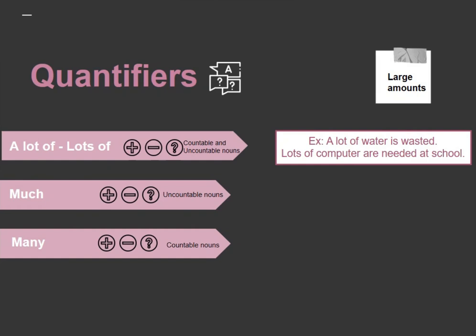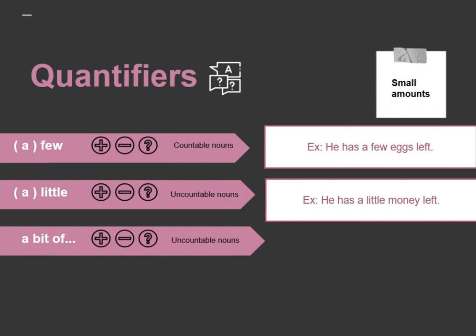So if I'd like to express a small amount, let's see. To express small amounts, we use three words. The first one, the word few, and I can put a before it so I can say a few or few. And this is used for countable nouns. I can say he has a few eggs left. Eggs is countable or uncountable? Yes, excellent, it's countable. So I use a few or few with countable nouns.